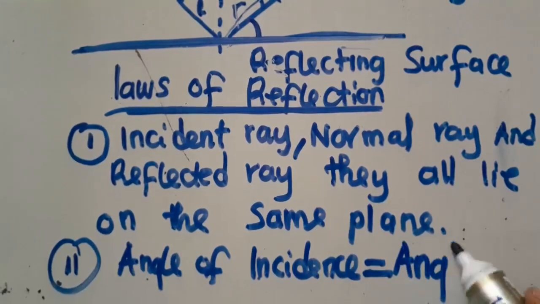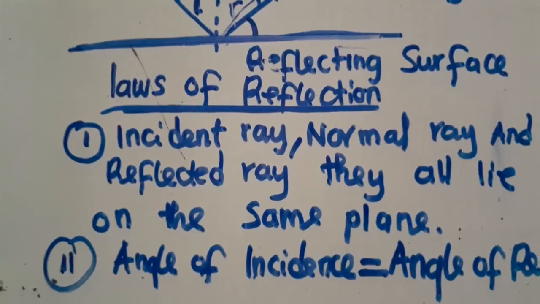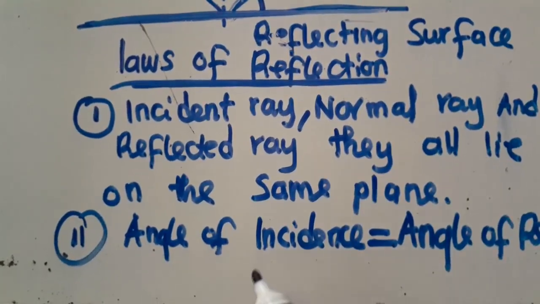So this one is equal to the angle of refraction. This is what you need to understand: the angle of incidence is equal to the angle of refraction. So this is the same as the angle of incidence is equal to the angle of what? Refraction. This is the second one, which I've said: the angle of incidence is equal to the angle of refraction.